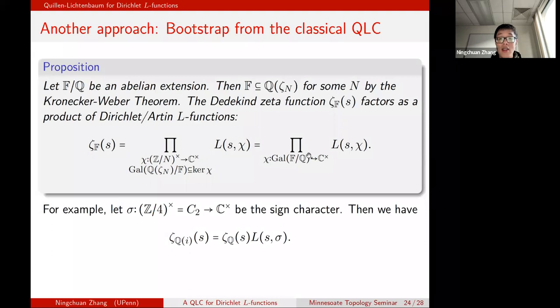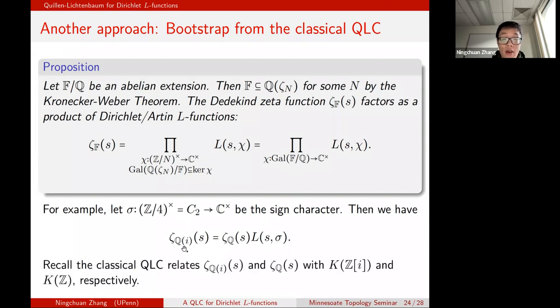In particular, in the simplest non-trivial case, when F is the Gaussian field Q(i), then n equals 4. Let sigma be the sign character, then we have this formula: the Dedekind zeta function for Q(i) is equal to the Riemann zeta times this Dirichlet L function. So we have this fairly simple factorization formula. And we know zeta of Q(i) is related to the algebraic K theory of the Gaussian integers, and zeta of Q is related to the algebraic K theory of Z.